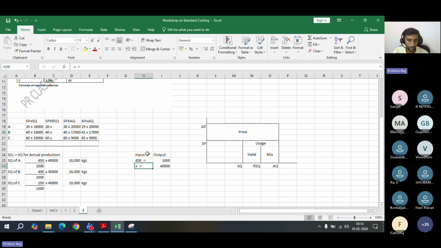Same logic only. If you can't understand this method, you can just go by the basics, which we used to follow in our college days. For this, 450 is for 1000. Then for 40,000, what is my input? Both are the same formulas only.